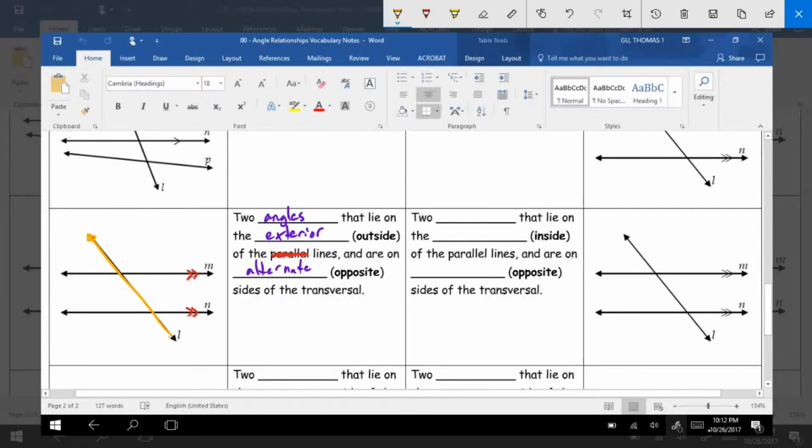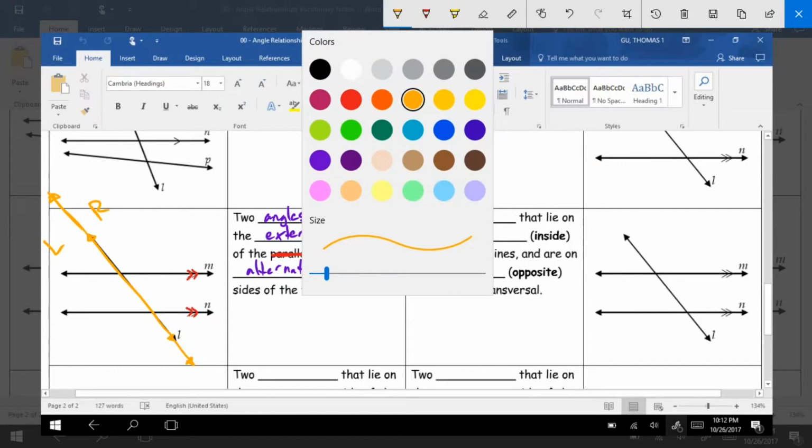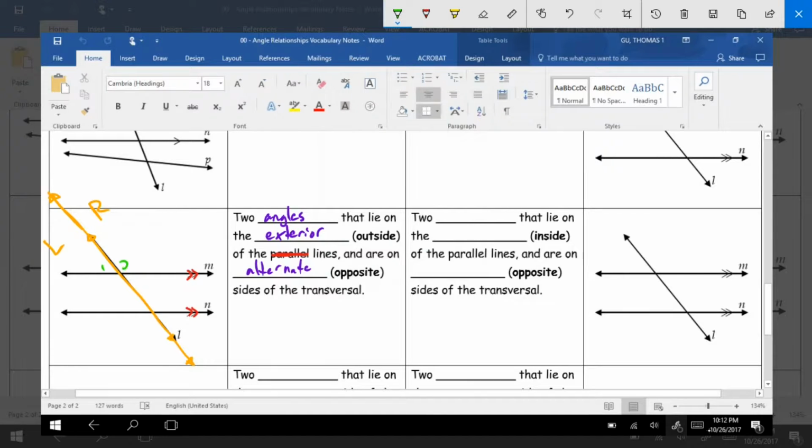And let's go ahead and label the two sides of this transversal. So this is going to be the left side, and this is going to be the right side. Let's just pretend this line goes on forever, which it does. So we got two sides of the transversal. So the definition is two angles that lie on the exterior of the lines and are on alternate or opposite sides of the transversal. So if I were to label these angles, look, angle 1, angle 2, 3, 4, 5, 6, 7, 8.